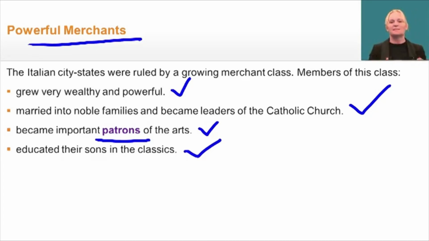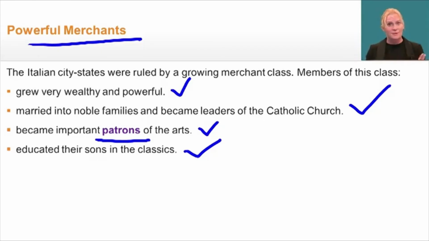Now, merchant families sponsored artists. They were purchasing art from these different regions and these different artists, and they were moving them into their own city-states. And also, they began to educate their own sons with these classical teachings. This type of education began to grow, and as a result of that, dozens of universities were actually founded, and these ideas continued to grow all through these city-states.